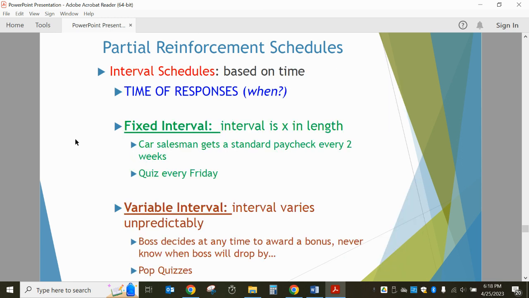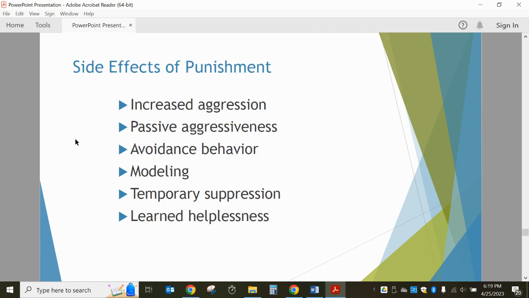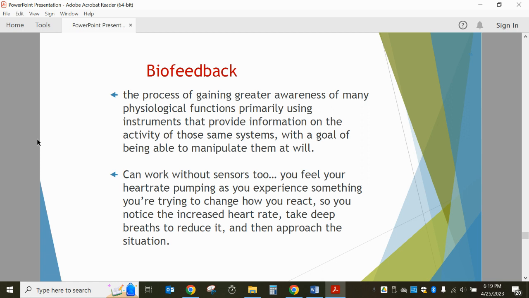Interval schedules are based on time, the amount of time in between responses. So a fixed interval schedule, a car salesman gets a standard paycheck every 2 weeks, or if we take a quiz every Friday. The space or the interval between the responses, between the quizzes or between the paychecks is the same. Variable interval, it varies unpredictably. We don't know when the boss will come by, so we don't know when we'll get a bonus. Pop quizzes, we don't know what day they're going to be, so that varies. Variable interval schedule. Punishments in general are considered not to be ideal because they can increase aggression, cause avoidance behaviors.